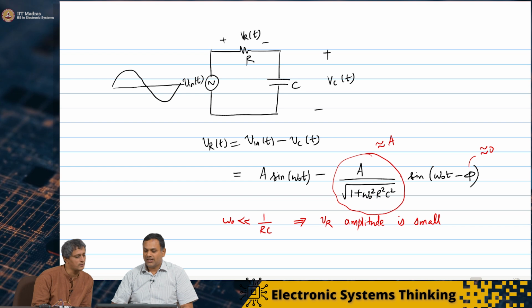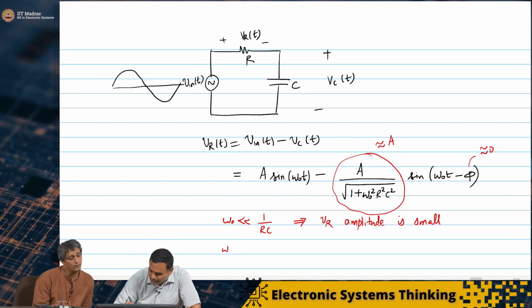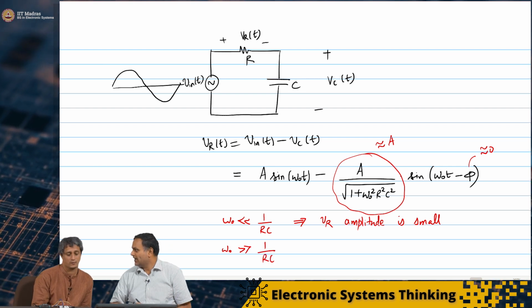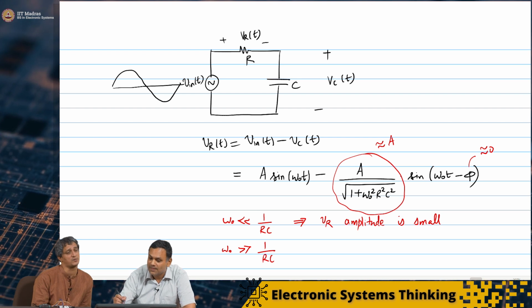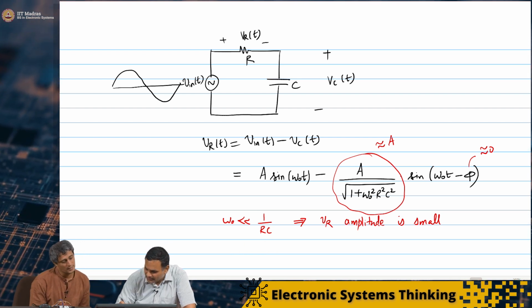Interesting. Now we can look at the other extreme, where omega naught is much greater than 1 by RC. That means omega naught RC is much greater than 1. So in fact, I'll write it in maybe a different color.